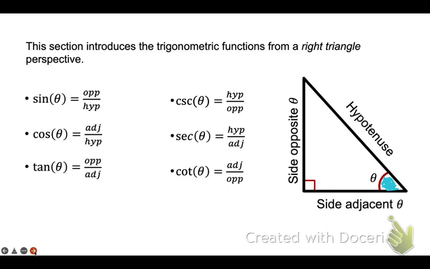So cosecant then is what? Hypotenuse over opposite, because they are reciprocals of each other. Cosine is adjacent over hypotenuse. So secant is hypotenuse over adjacent. Tangent is opposite over adjacent. So cotangent is adjacent over opposite.